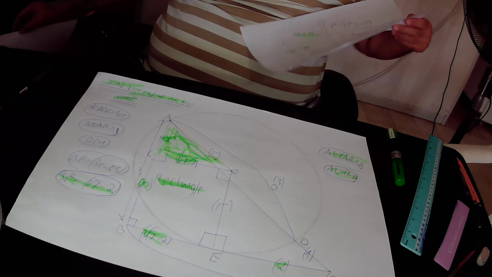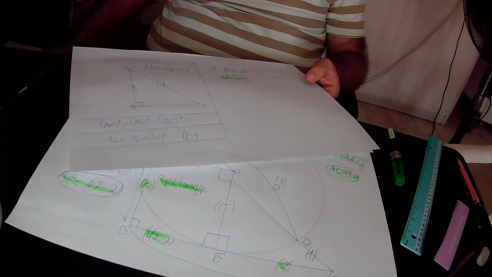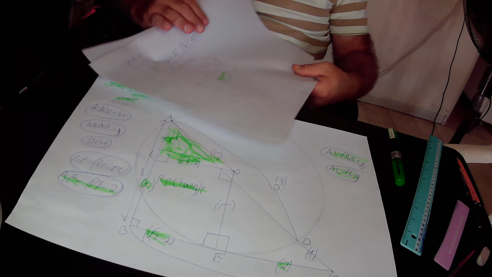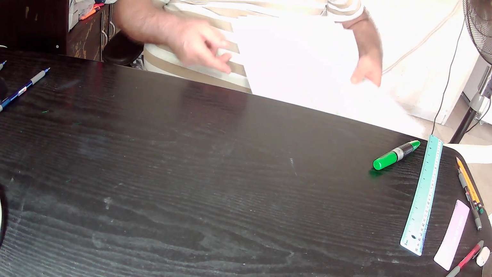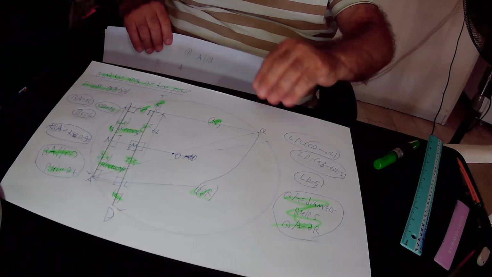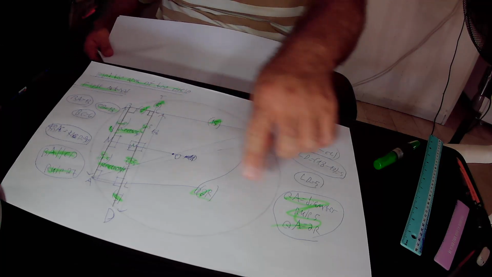In the next step, I presented the second question, and we solved it in two different methods. In the second question, our task is to find the area of the circle.